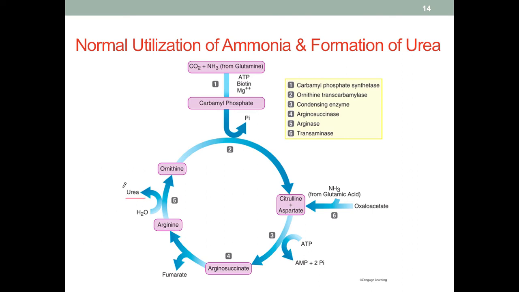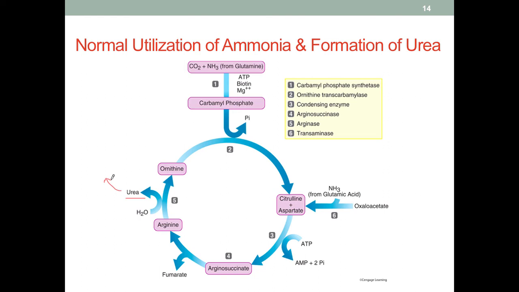And of course, this will go and be disposed of as urine. This way, we do not have a high accumulation of ammonia in the body. Again, the nitrogenous waste is converted to urea, which is harmless and is excreted in the urine under normal conditions.